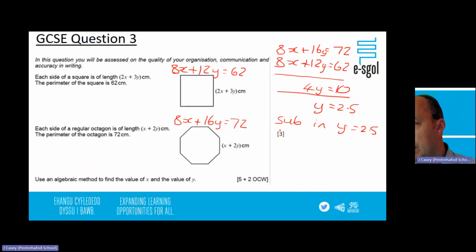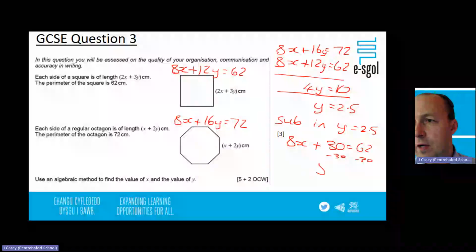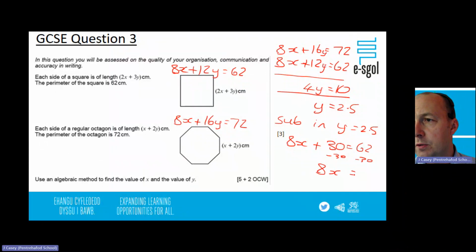So I'm going to substitute that 2.5 into the bottom equation. So I'm going to do 8x plus, now 12 times 2.5 is 30. So I'm just going to put 30 there, equals 62. I'm going to take away 30 from both sides. So the value of 8x is going to be 62 take away 30, which is 32. And then divide by 8 both sides. The value of x is 4. Yeah, of course, 4. 32 divided by 8 is 4.